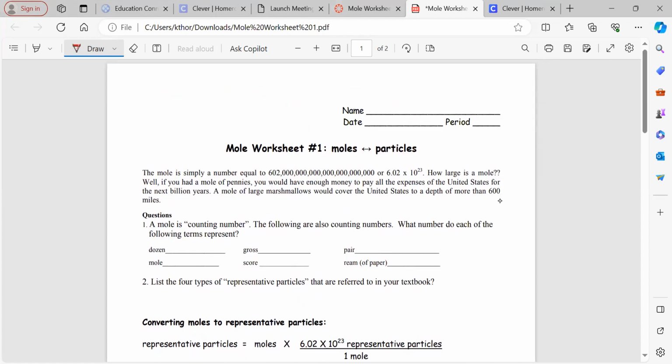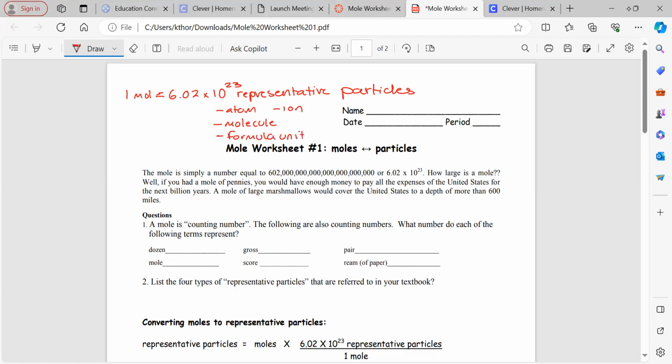And Avogadro's number is 1 mole is equal to 6.02 times 10 to the 23rd representative particles. And a representative particle can be an atom, an ion, a molecule, or a formula unit.